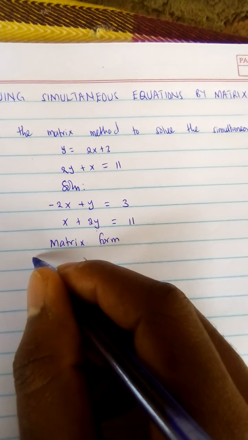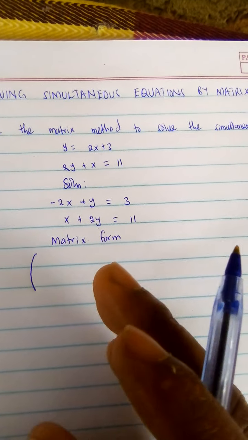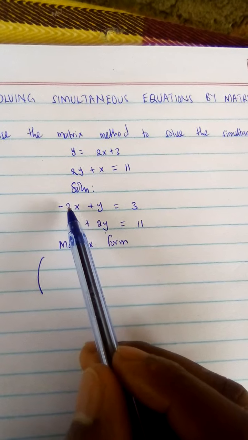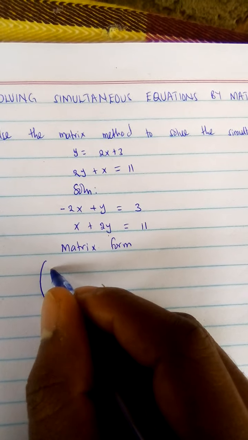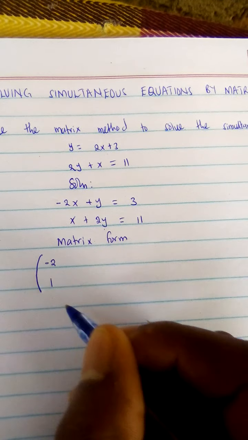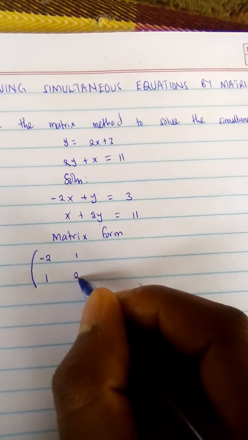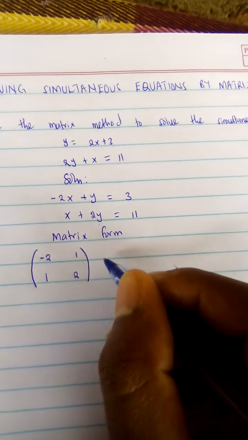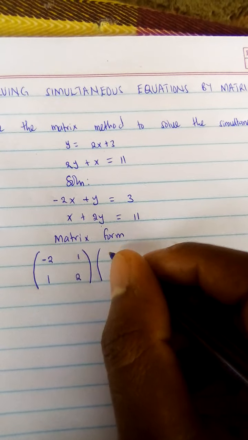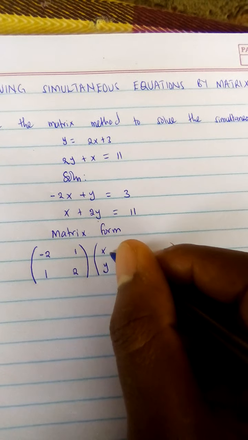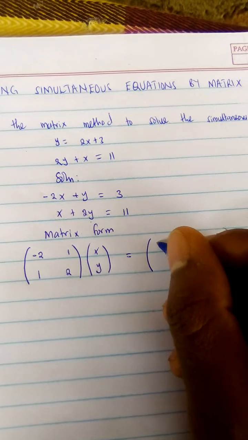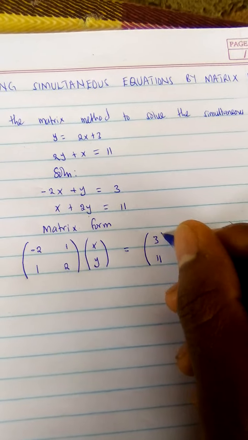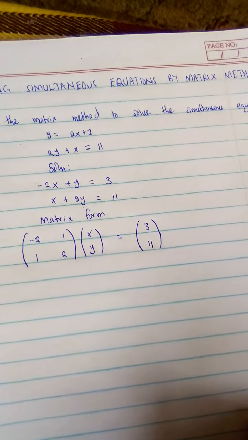If we put those in matrix form, we get the matrix of coefficients, which are the constants in front of these figures. In this case, we have negative 2 and 1 in front of x, and 1 and 2 in front of y. Then we create the matrix for the unknowns x, y. This will equal the matrix for the knowns, 3, 11.